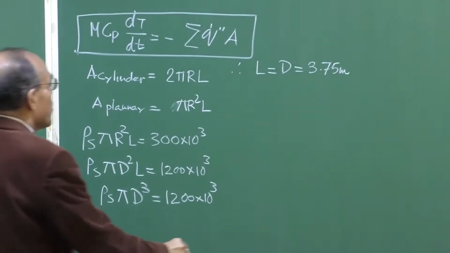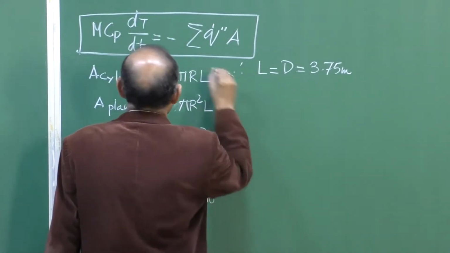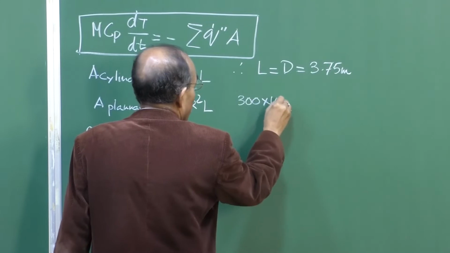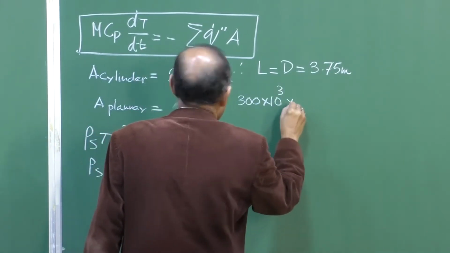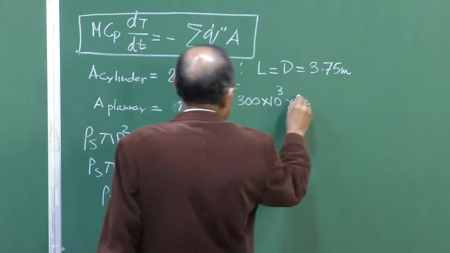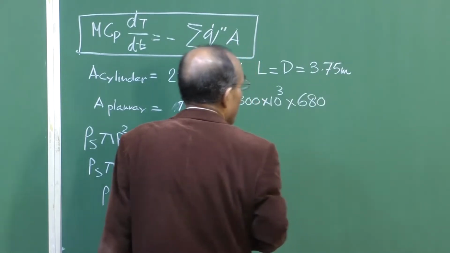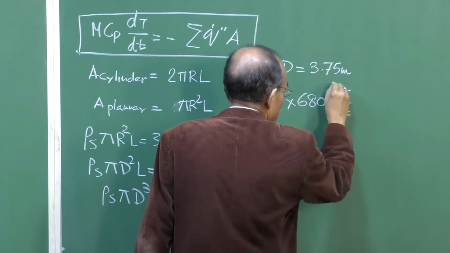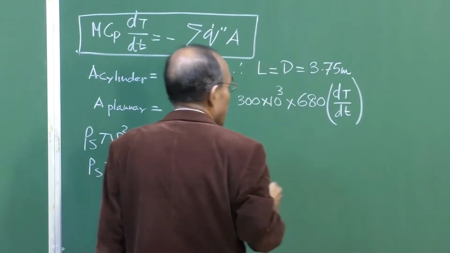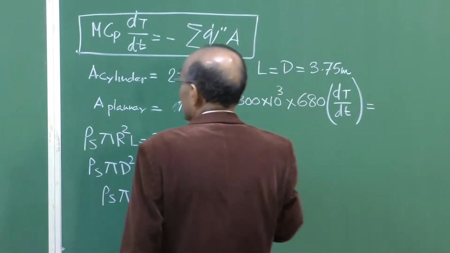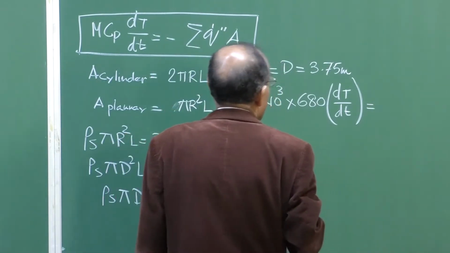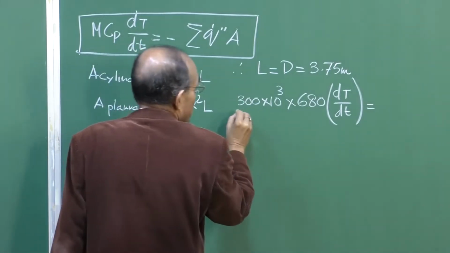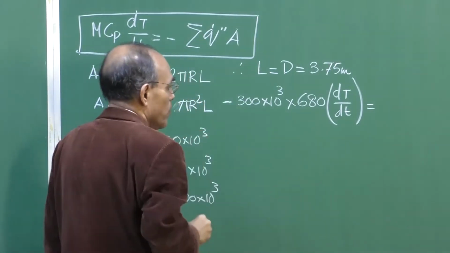So, the right hand side of the equation therefore becomes, so we have m is 300,000, Cp value we have taken to be 680, and then we have the rate of temperature drop, that is the term we have to calculate, and the first term here is, so we will bring that term here, negative sign on this side. So, that is the bath temperature.